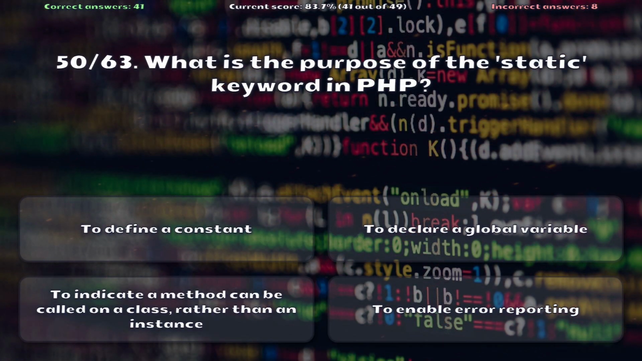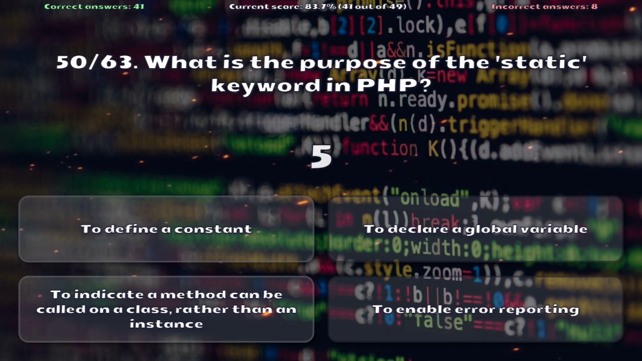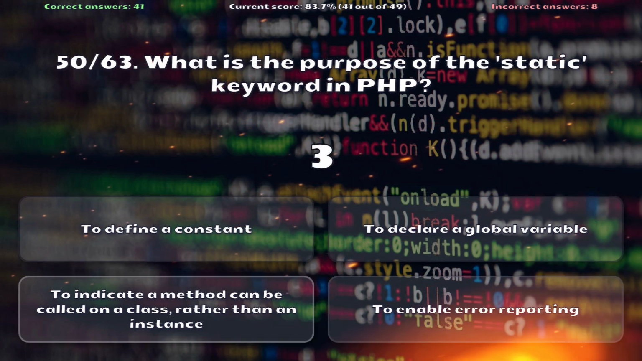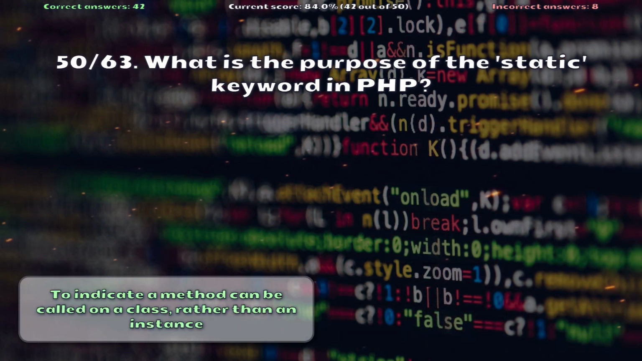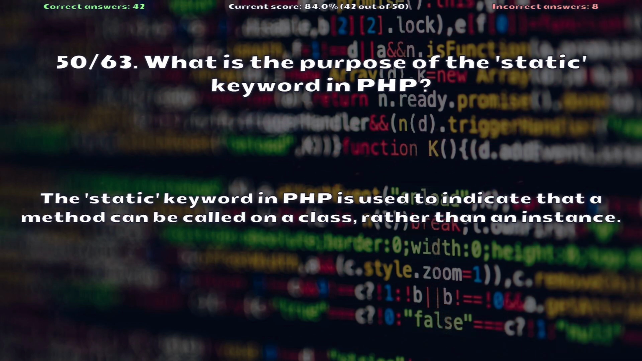What is the purpose of the static keyword in PHP? The static keyword in PHP is used to indicate that a method can be called on a class rather than on an instance.